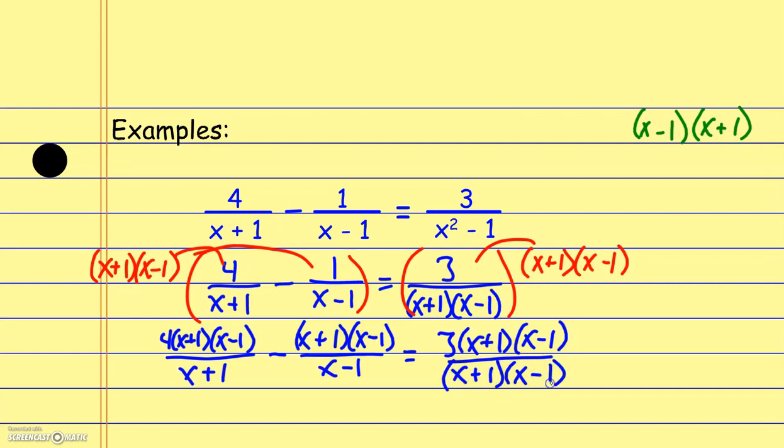Now I'm just going to simplify. I'm going to reduce each of these fractions. Here the x plus 1s cancel. I wanted a different color for that, so you can see me crossing it out. There we go. Here the x minus 1s cancel. Here the x plus 1s and the x minus 1s cancel. So here's what I'm left with.